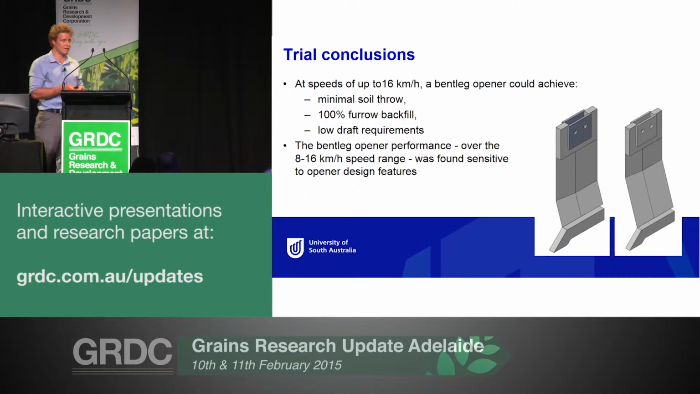So the main conclusions from the trial were that at speeds up to 16 kilometres an hour, Bentleg openers were able to maintain low soil throw, 100% backfill and low draft requirements. But it also highlighted that there's a sensitivity to speed in Bentleg design.